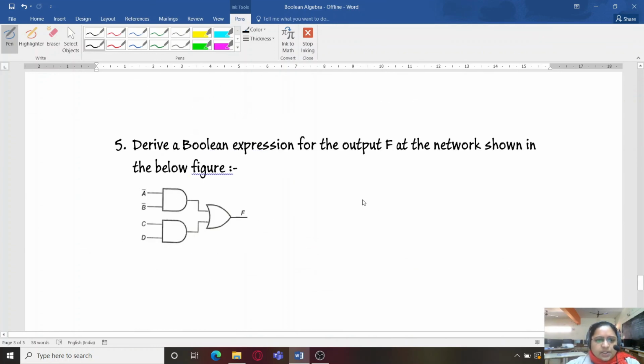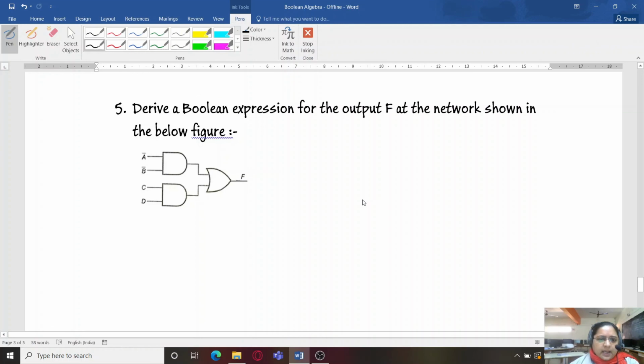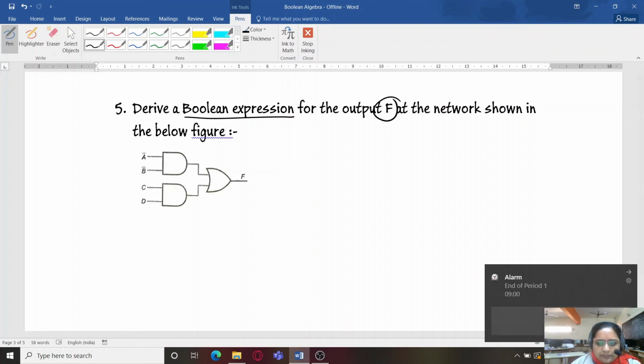The last question for this session is: derive a Boolean expression for the output f of the network shown in the below figure. So this is the figure which is given, and we have to figure out the Boolean expression from this. So we start from the very beginning. Already the complements of A and B are being sent, so we don't need to worry about the NOT gate over here.